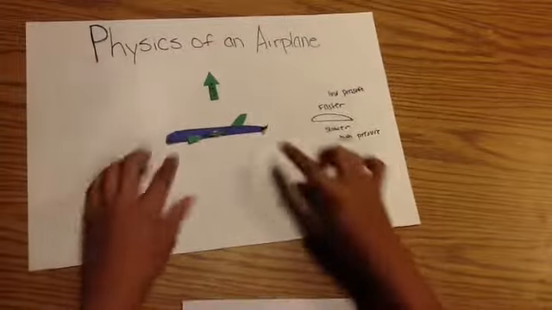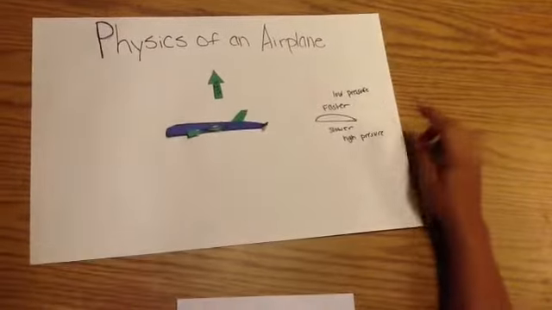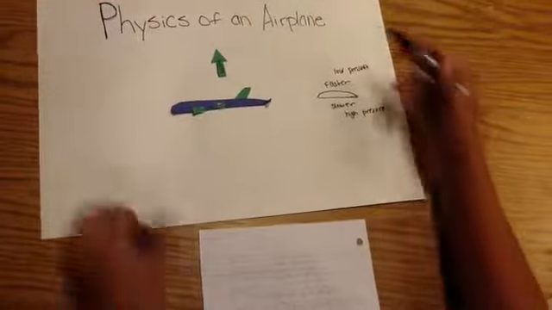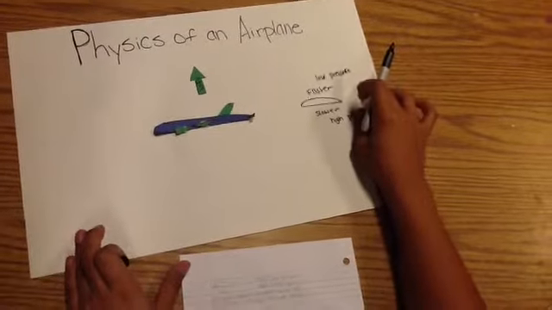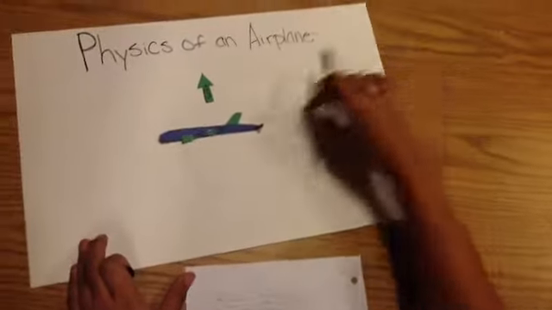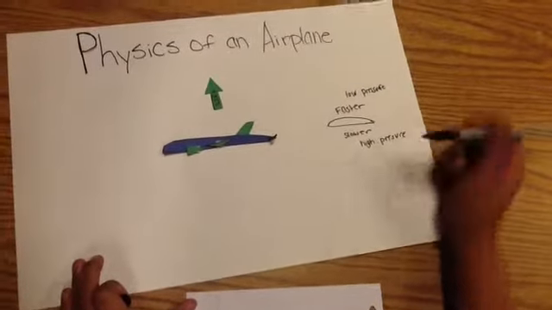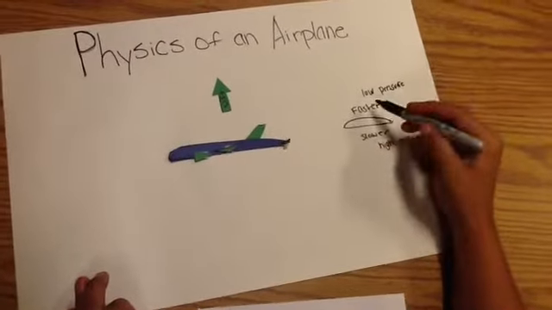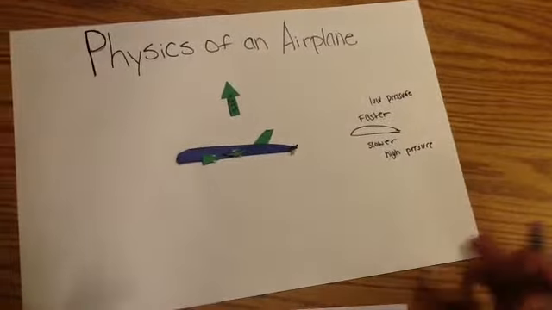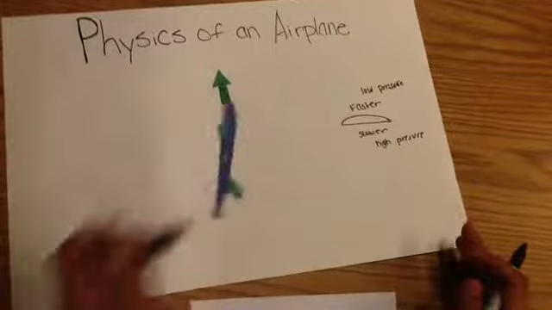Lift of the airplane is what makes it go up. The wing is shaped so that the air goes faster on the top and slower on the bottom. The slower air has higher pressure, so it lifts up, and the faster air has lower pressure, so there won't be much weight on the plane.